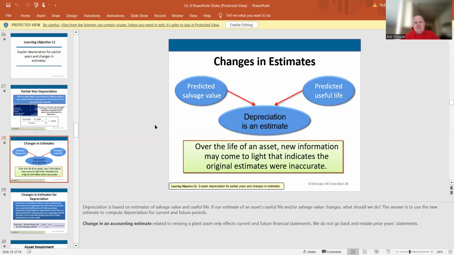Changes in the estimates. This can be a little tricky sometimes, so let's take a look at it. You may have a change in the salvage value or the predicted useful life. Depreciation, remember, is an estimate, and you may be forced to change that estimate if the machine is not doing what you expected it to do, or if the machine is performing above what you thought it would do. You can go in there and change the depreciation base. Over the life of the asset, new information may come to light indicating the original estimates were inaccurate. Typically, we're talking about a machine that maybe is going to last more years than you thought or fewer years.